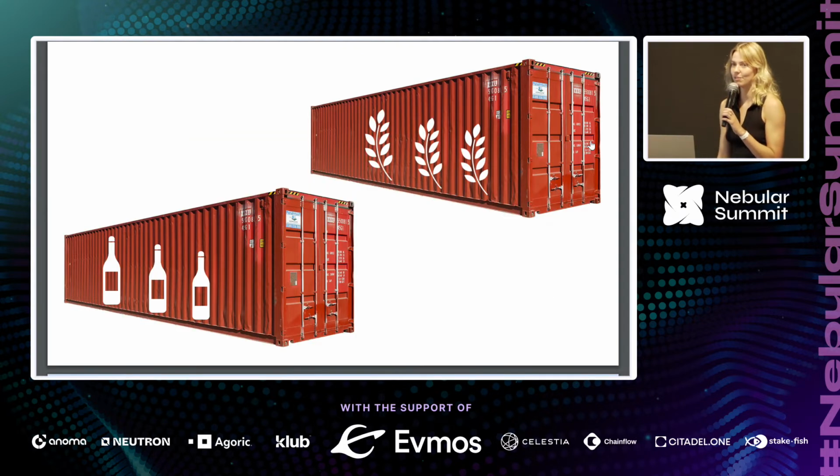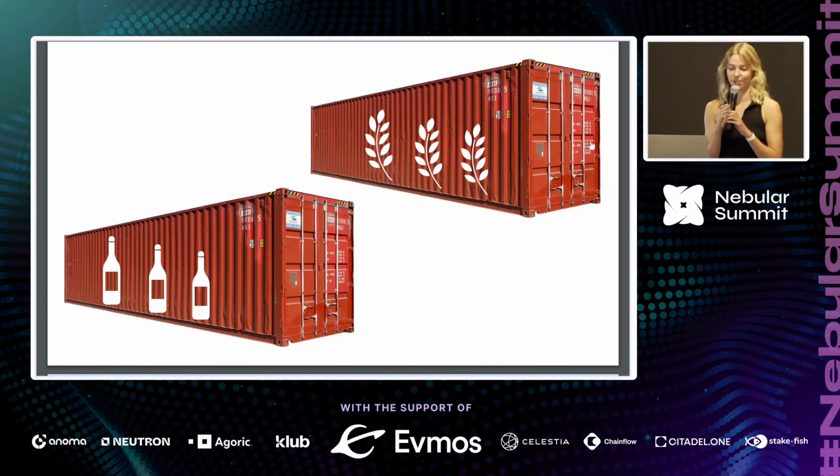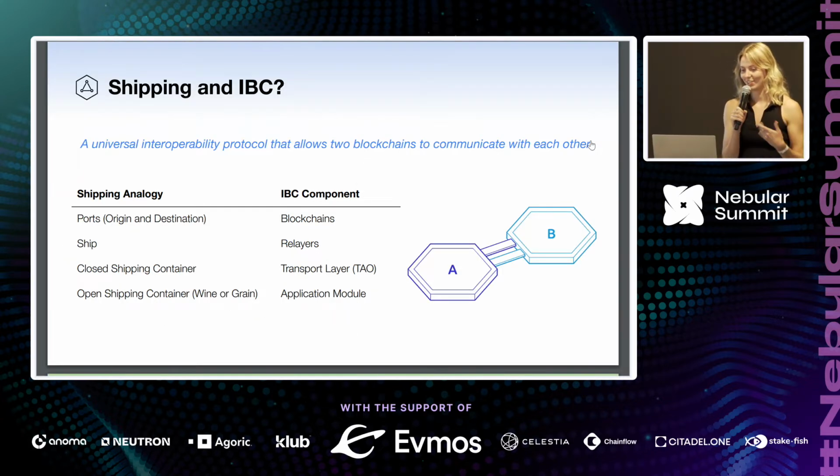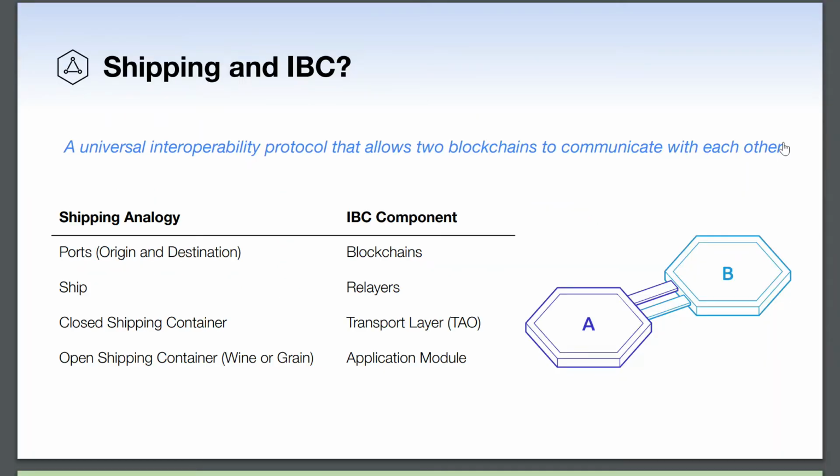So yeah, if we go back to Marseille, they had, for instance, wine in barrels and grain in sacks. If you had these shipping containers, you could also be transporting the wine and grain, and it just fits nicely into these containers. So yeah, why am I talking about shipping? It forms a nice analogy for IBC.